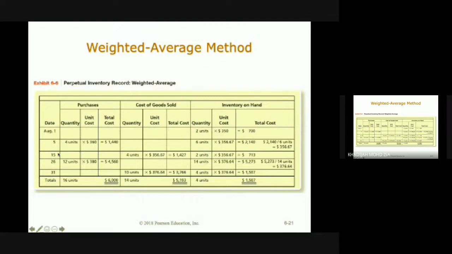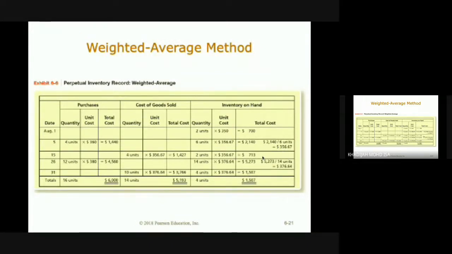So when you make sales on the 15th of August, how many units do you sell? 4 units. And for the 4 units, you use the average cost that you just computed. The average cost is 356.67 times 4. You get a total cost of 1427. How many units are left? 6 units minus 4 units sold. Then you have 2 units left times 356.67. That's how you get 713.